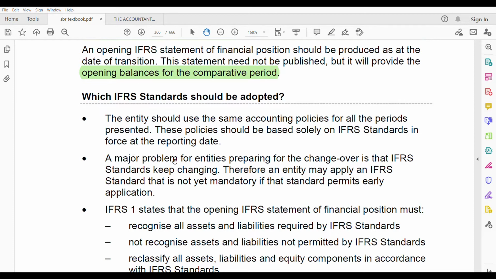Next, a major problem for entities preparing for the changeover is that IFRS standards keep changing. That's an issue, right? Therefore, an entity may apply an IFRS standard that is not yet mandatory if the standard permits early application. Some IFRS standards, even though they are not mandatory, allow early application. You can start using it early before it is made mandatory. So it is better to use that so that later when you change over, it will not have so much impact on your comparative financial statements. Okay.